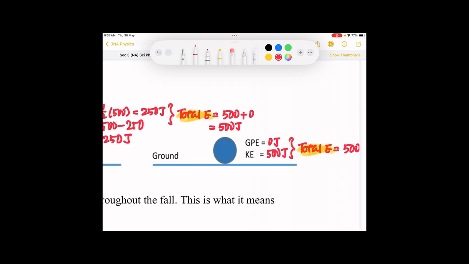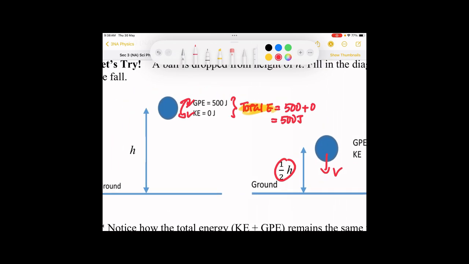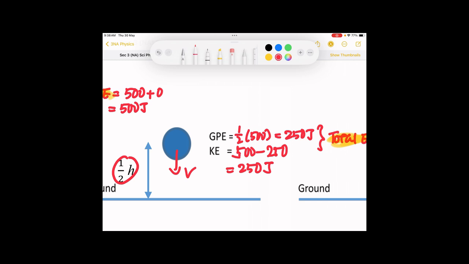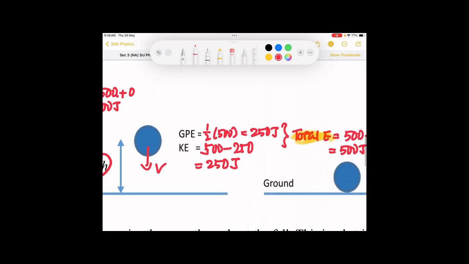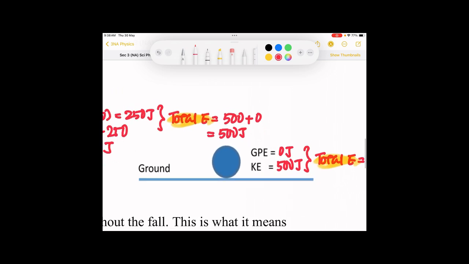So you can see that from the whole journey downwards, there is an exchange between GPE and KE. From 500 and 0, 250 has been transferred from GPE to KE as it falls to half the height. And last but not least, at the end, just before it hits the ground, more energy is being transferred from GPE to KE.